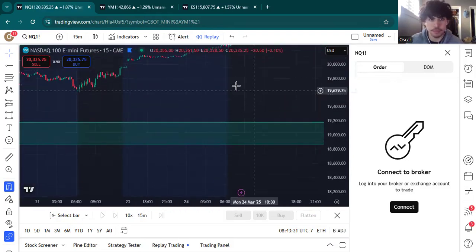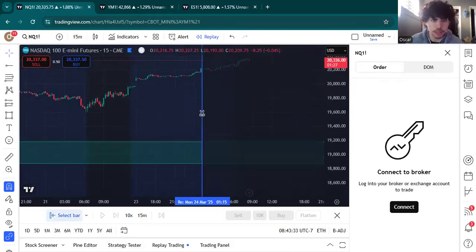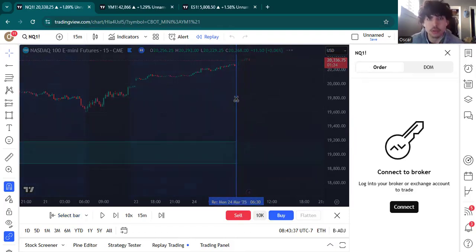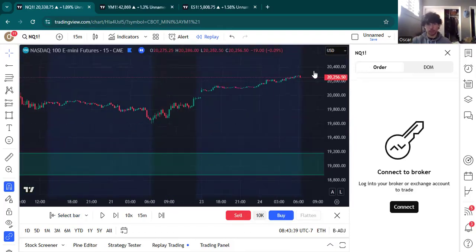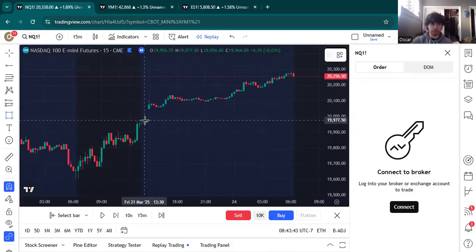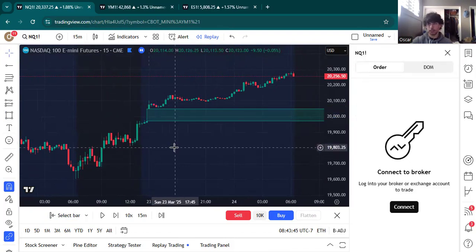right? Let's go back to where I was this morning. We had this gap right here. I'm not sure what this gap was. Maybe from news.